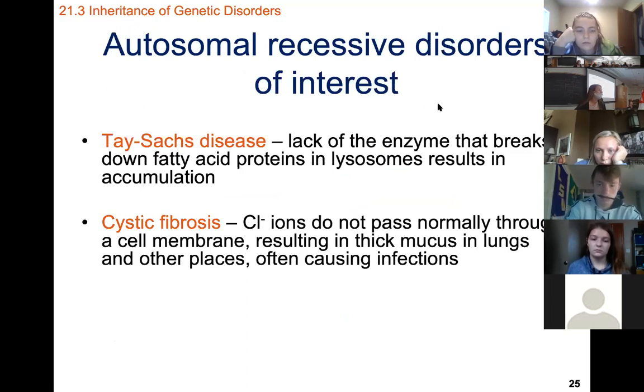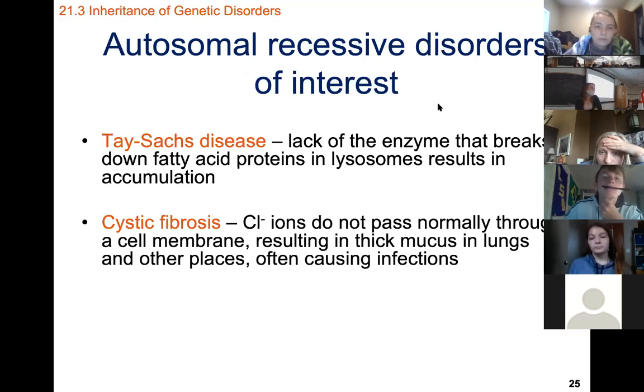Another fairly common one is cystic fibrosis. This is when your chloride ions do not pass normally through the cell membrane, resulting in a thick mucus in the lungs and other places, and it often causes infections. So these are different types of autosomal recessive disorders. Autosomal recessive, meaning that they affect males and females equally, and whether or not it's dominant or recessive is saying what it looks like to have that trait and how it's passed down.